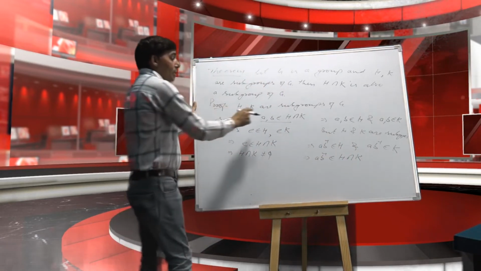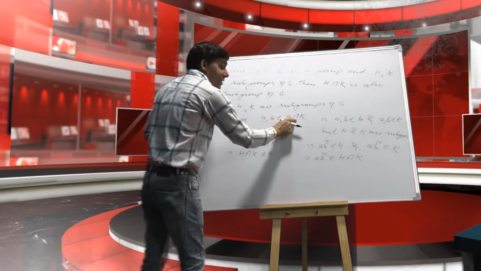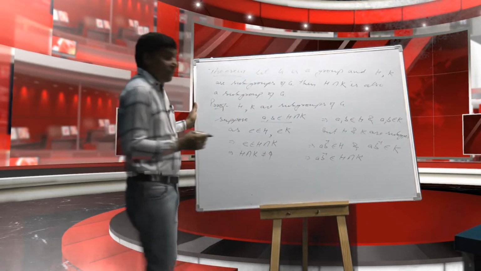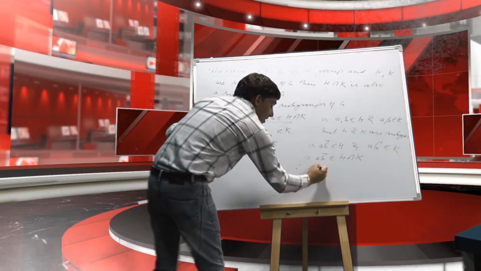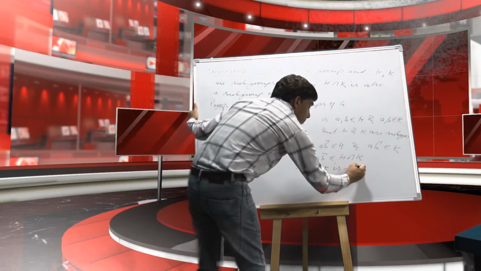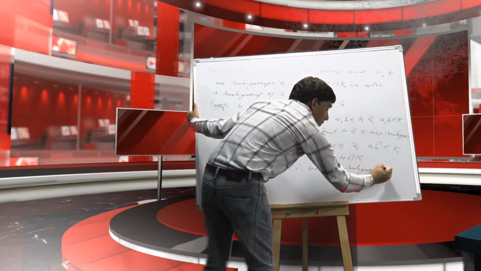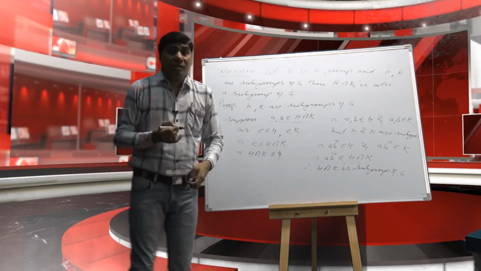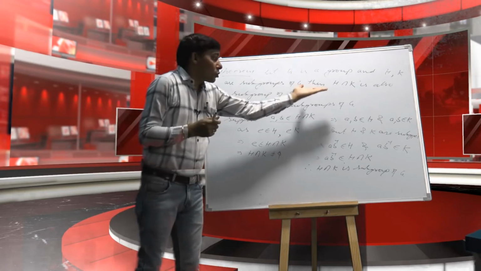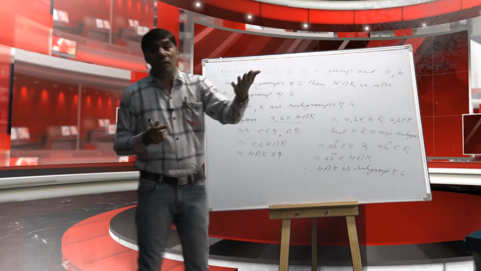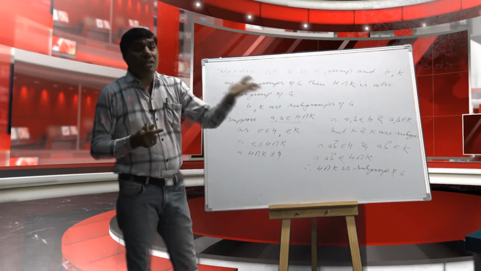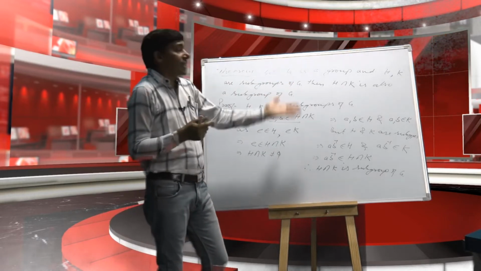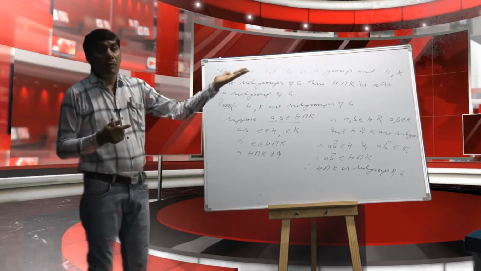So we have proved that if we take any two elements a, b belonging to H intersection K, then a b inverse also belongs to H intersection K. Therefore, H intersection K is a subgroup of G. We can generalize this result. The intersection of two subgroups is a subgroup of G. The intersection of three subgroups is again a subgroup of G. So generalizing, we can say that the arbitrary intersection of subgroups is again a subgroup of G.